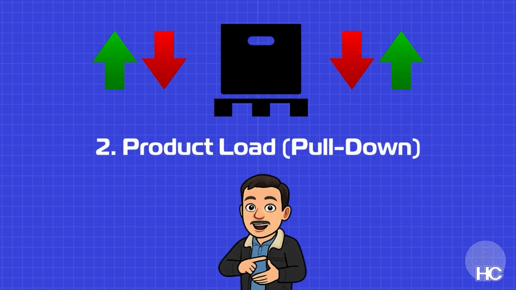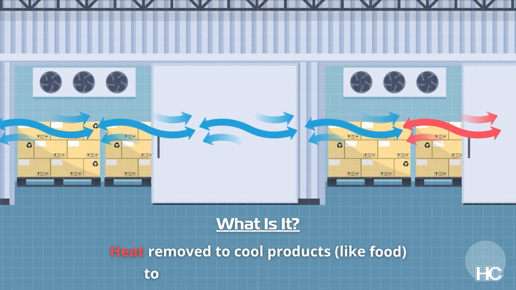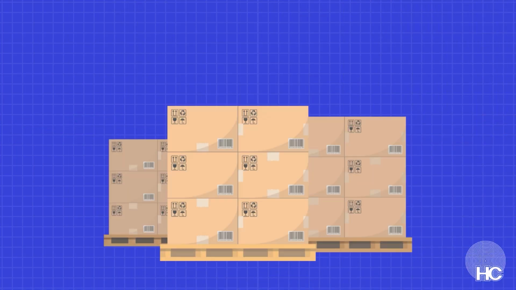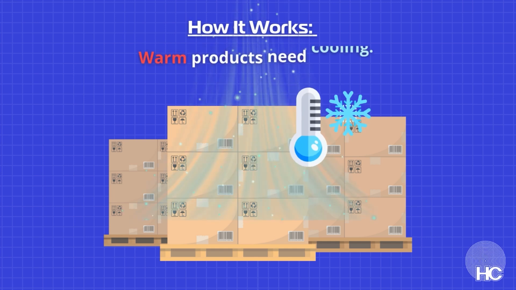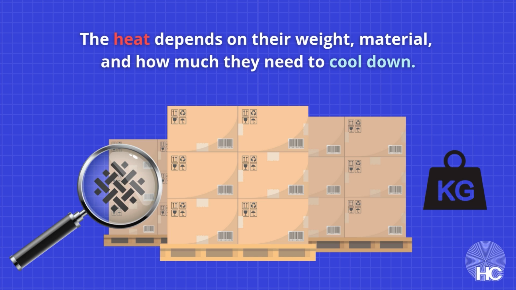Product load, or pull down. What is it? This is the heat required to cool products like food to the cold room's temperature. How it works. Warm products need cooling. The heat depends on their weight, material, and how much they need to cool down.